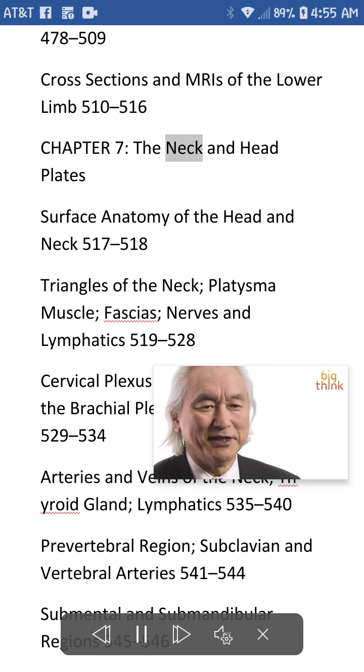Chapter 7, the neck and head plates. Surface anatomy of the head and neck, 517 to 518. Triangles of the neck, platysma muscle, fascia, nerves and lymphatics, 519 to 528.